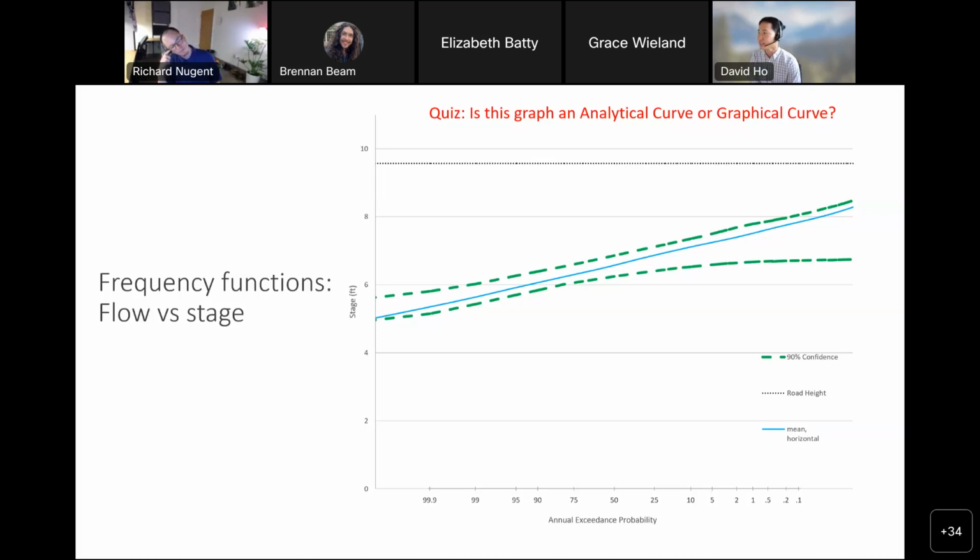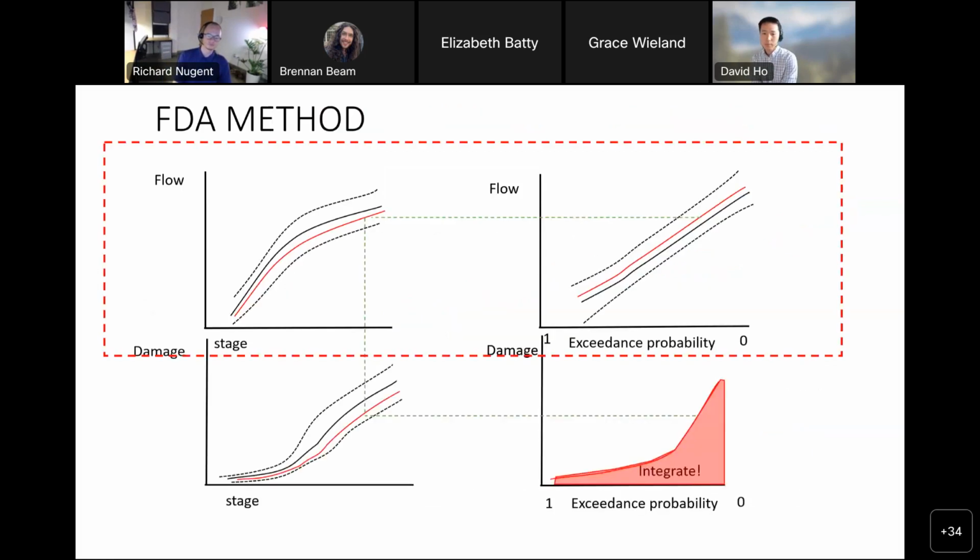Very good. I see a lot of tortoises, and that is the case. So this was a graphical frequency curve. The hint here would be there are no statistics shown on this plot, right? So we didn't use any statistics to generate this, and so this falls into the other category of being a graphical frequency curve. All right, so going back to this image, the stage frequency curve will take the place of the flow probability and flow stage relationship in FDA.